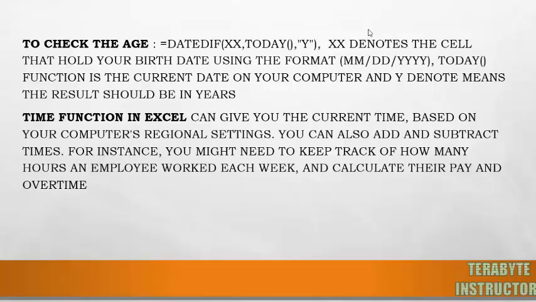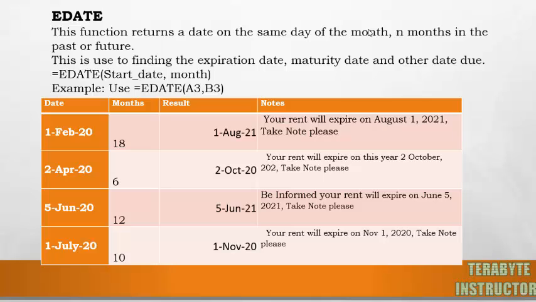Now let's look at some other things that I have for us here. For the EDate that I talked about, this function returns a date on the same day of the month, that is, a number of months in the past or the future. Now let's explain what that simply means.